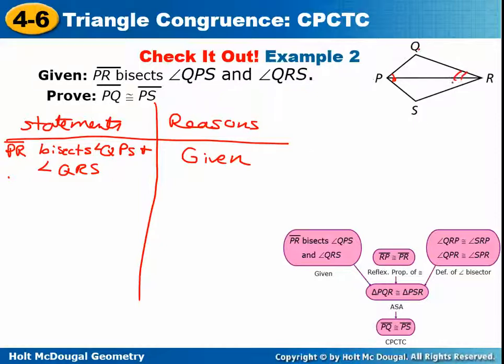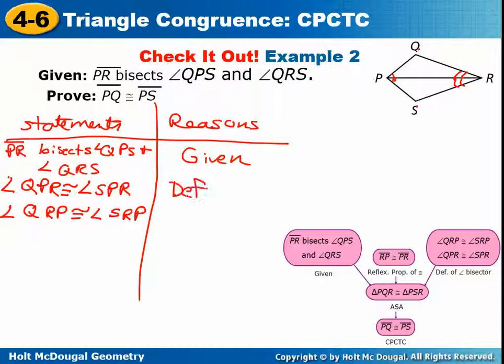So this angle is also bisected. So now we've got two congruent angles. We've got angle QPR is congruent to angle SPR. And we've got angle QRP is congruent to angle SRP. These are both from definition of angle bisector. Both of these, same exact thing. These double quotes mean that you're saying the same thing again.